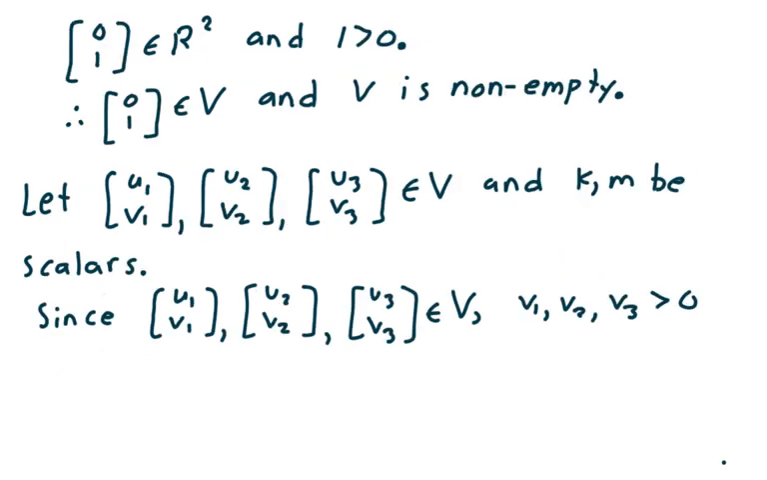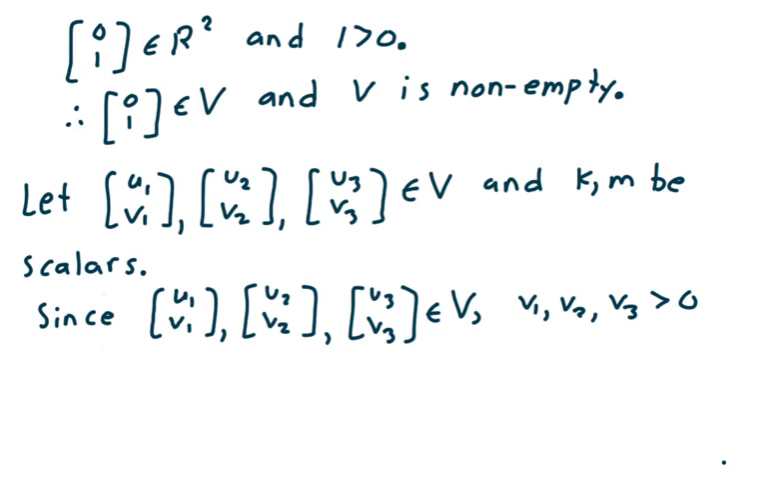The column vector (0, 1) belongs to R2, and notice how the second component is greater than 0. So in other words, notice how 1 is positive. So the column vector (0, 1) belongs to V, and we can thus say V is non-empty.